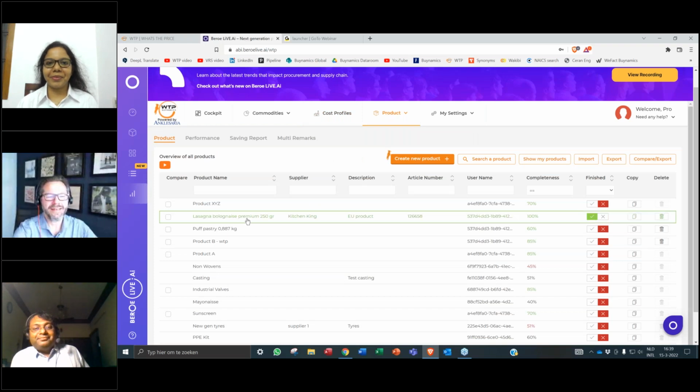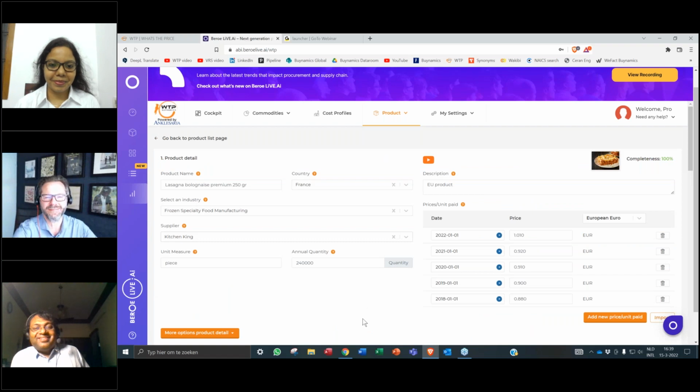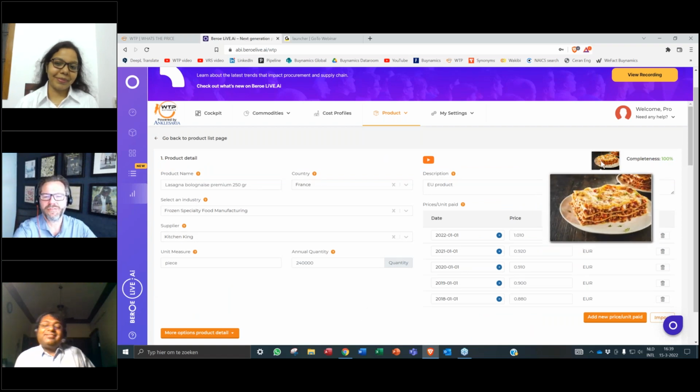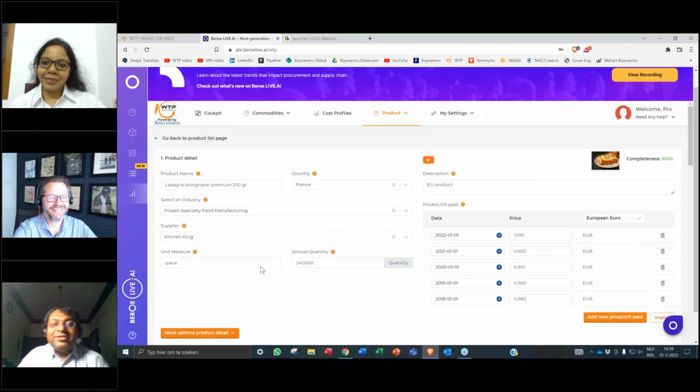Like a professional cook, I prepared this one in advance. So, oh yes, a portion of lasagna. Here it is. Frozen lasagna. How much does it cost, Robert? Frozen lasagna. I will tell you.